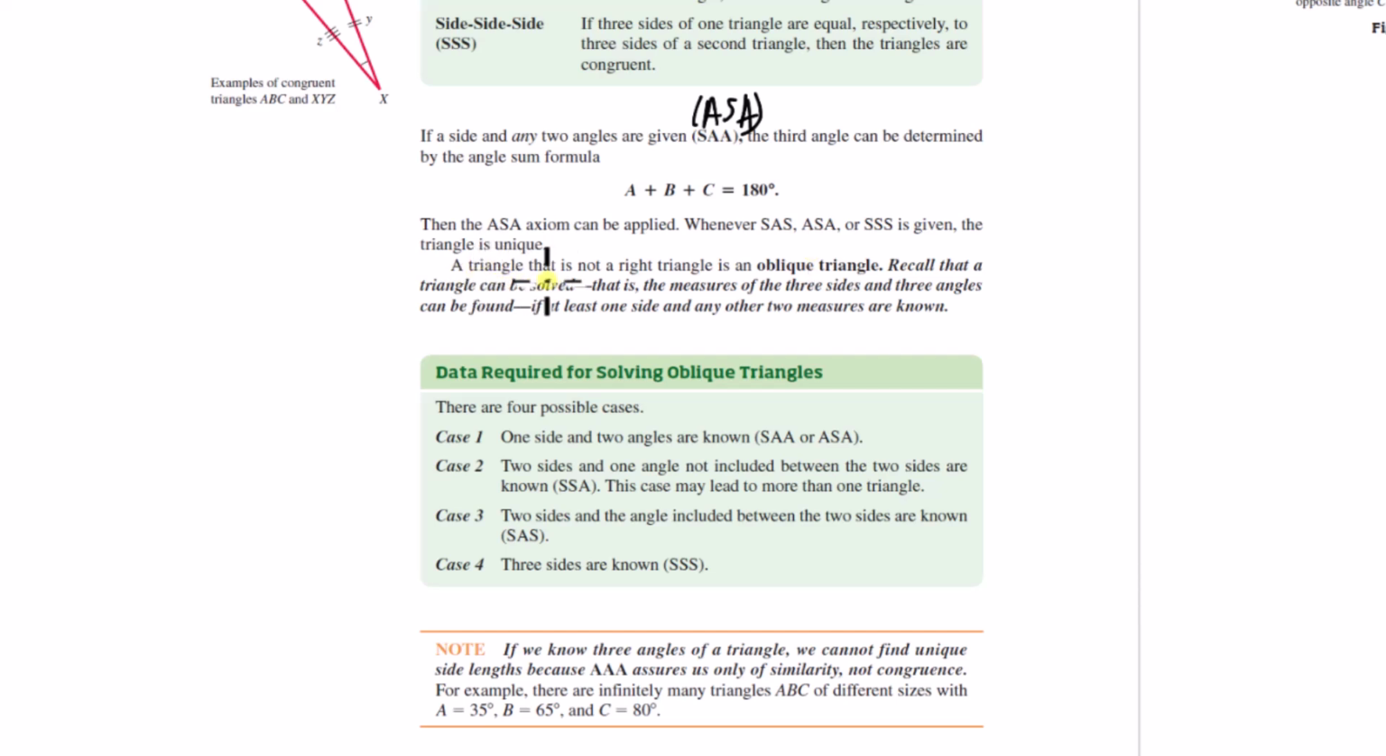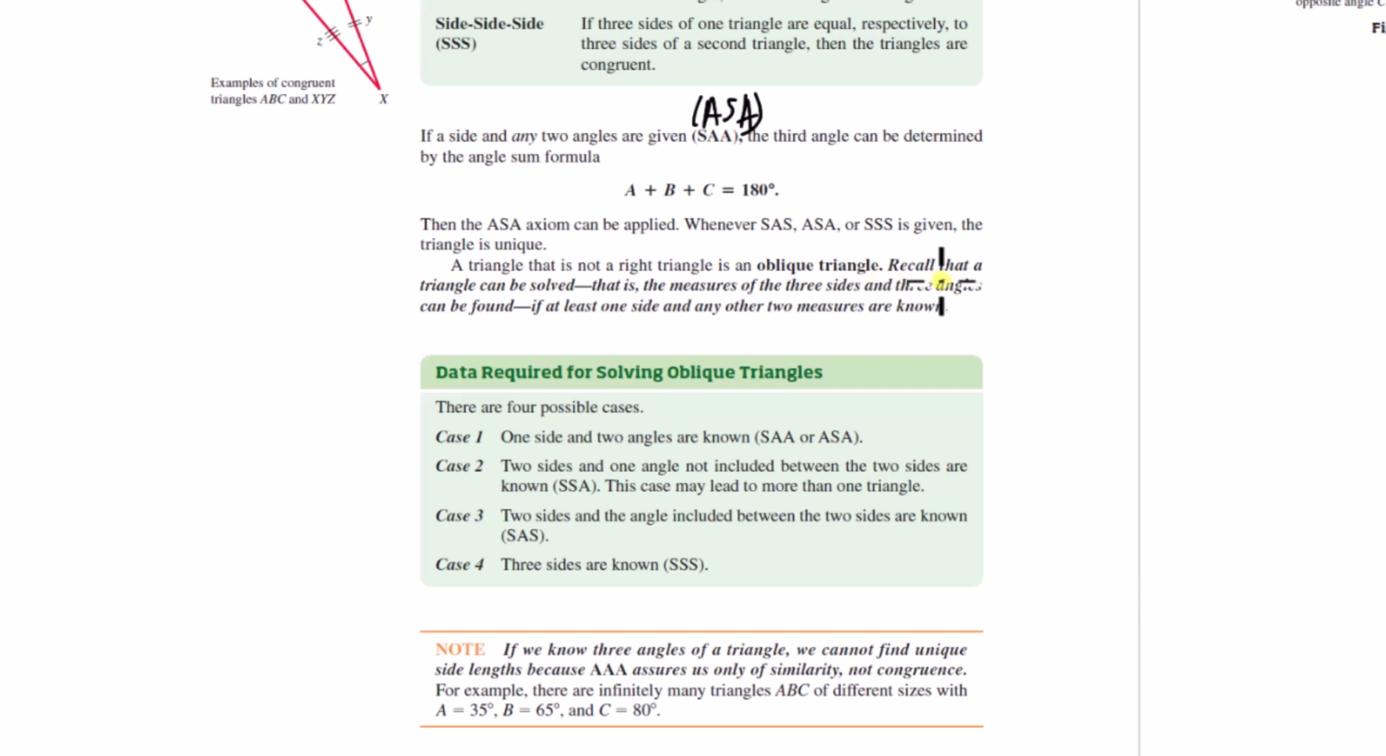Okay, so a triangle that is not a right triangle is an oblique triangle. So that's good to note. You either have a right triangle or you have an oblique triangle. If it's not a right triangle, it's oblique. So you have right triangles, acute triangles, and obtuse triangles. Acute triangles have all acute angles. Right triangles have one 90-degree angle and two acute angles. Obtuse triangles have one obtuse angle and two acute angles. But obtuse and acute triangles both fall under the category of oblique triangle.